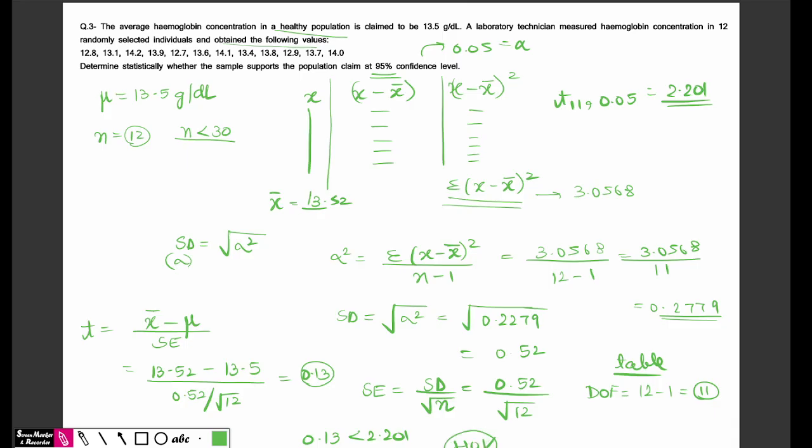Now what can be the null hypothesis? You have to determine whether the sample supports the population claim at 95% confidence level. So let's take this as the alternate one, that sample is supporting, and null says that it does not support. Now since you have accepted this null hypothesis, you will say that no, the sample does not support the population claim at the 95% confidence level, because you are accepting the null hypothesis and rejecting the alternate hypothesis. So this is how you will solve this question. Let's move to the next question.